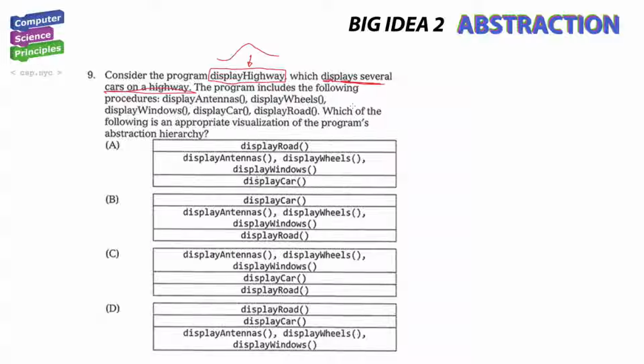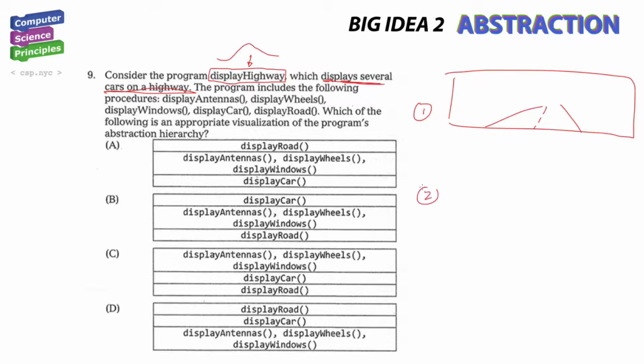So if I said to you, how would you draw this? How would you paint this? You might think, well, first of all, I need the highway, I need the road. Okay, so that's the first thing. Next thing that I need is a car. So next thing is to put the car there. And then what's the next thing?